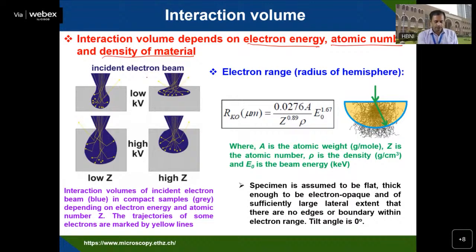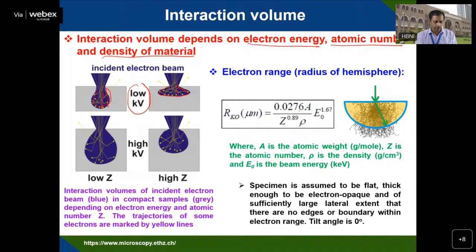You can see that for the incident beam at low kV, with low energy, the interaction volume is small. You can see the interaction volume is like this. When we have a low kV, the interaction may be a surface interaction. For low Z material, in low energy, the penetration is high. In case of high Z material, the penetration is less.